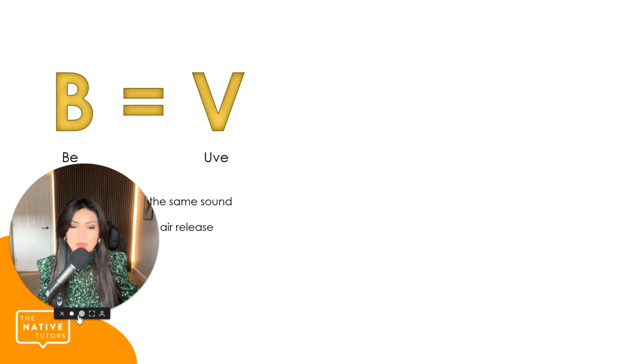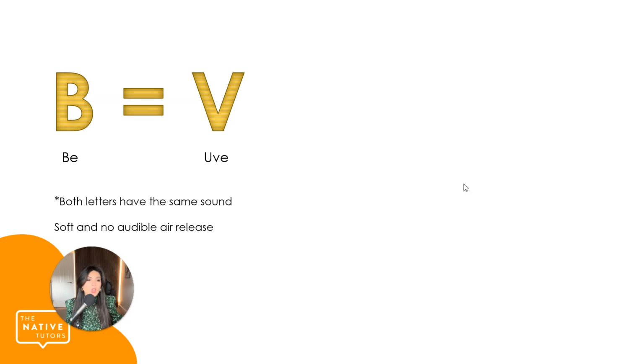Let me make myself a little bit small. There we go. So let's talk about the B and the V. This is a key sound that is going to help you sound really good in Spanish. You need to remember that we don't have the V sound. The V sounds like a B in Spanish. And now you might wonder, but when you spell it, how do you know which letter you mean? Well, each one of them has its own name.